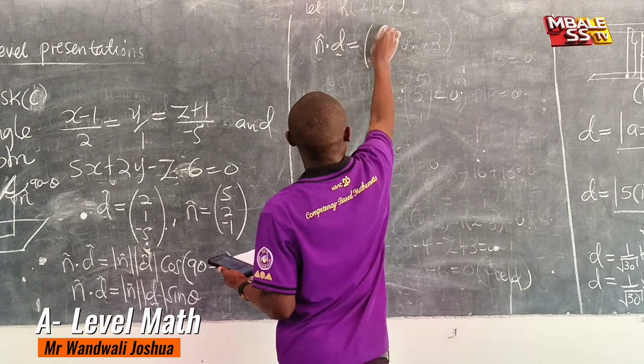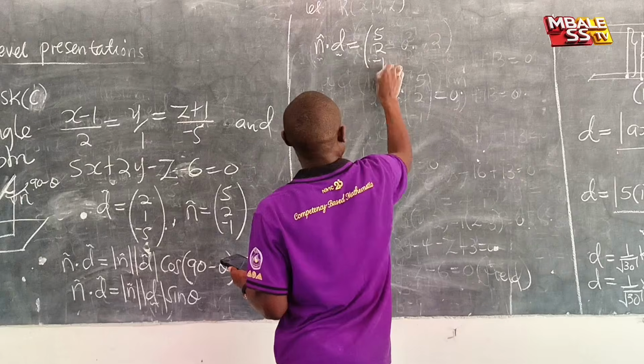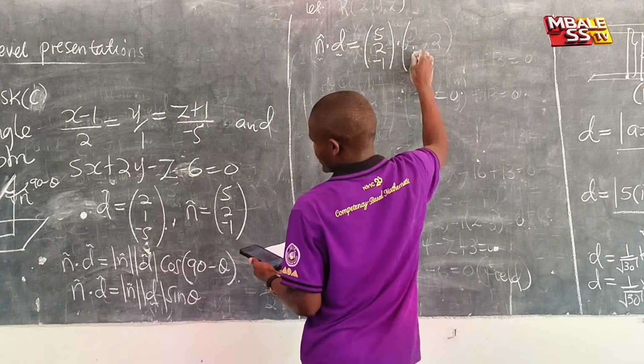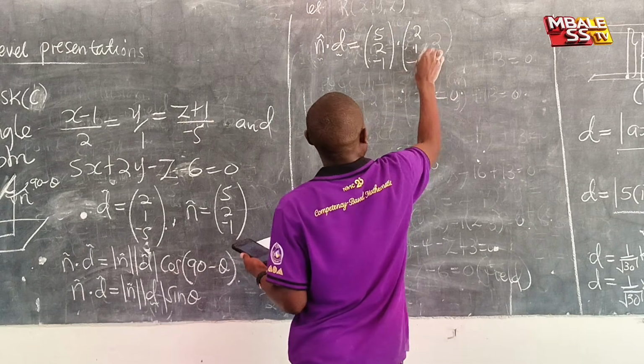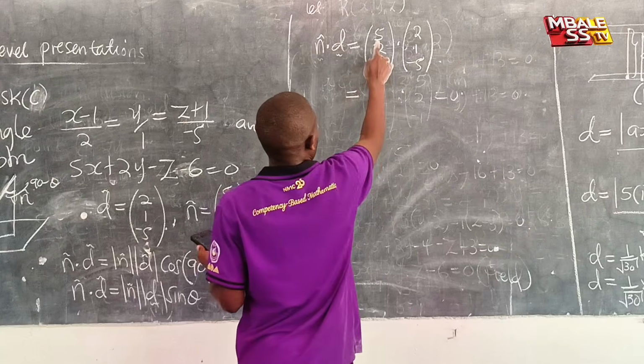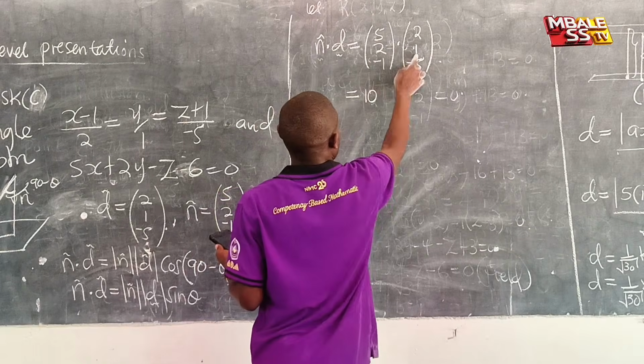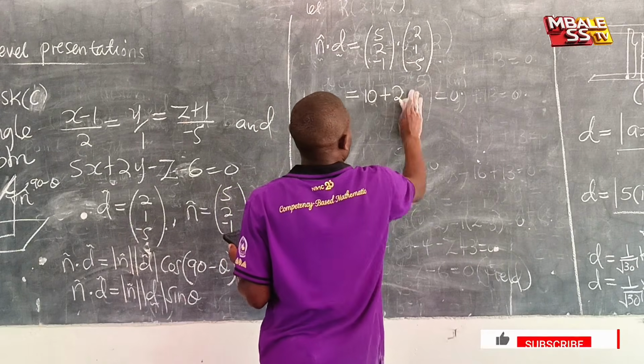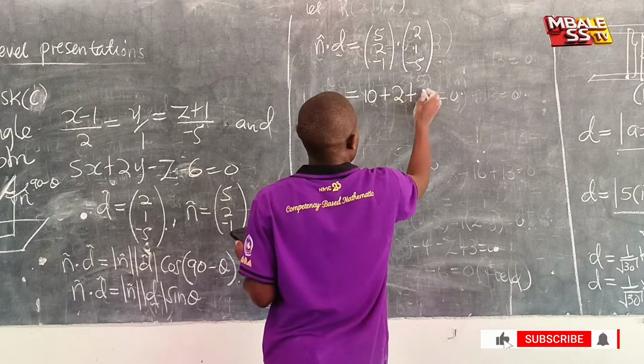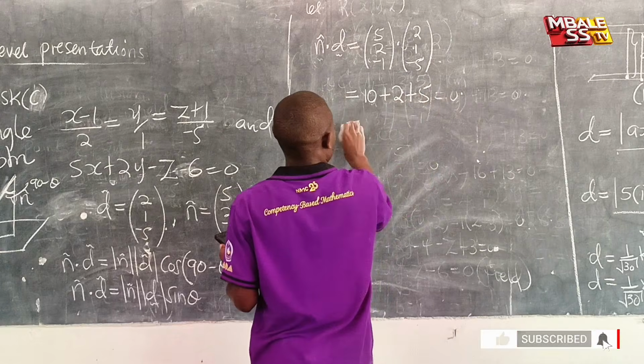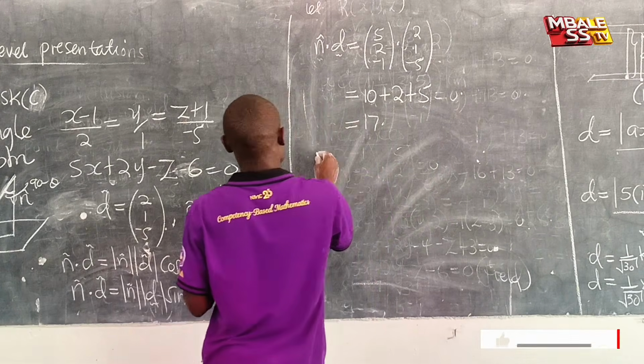Our n is (5, 2, -1), dotted with d, which is (2, 1, -5). This is going to be 5 times 2 is 10, 2 times 1 is 2, negative 1 times negative 5 is positive 5. And all of this gives 17.